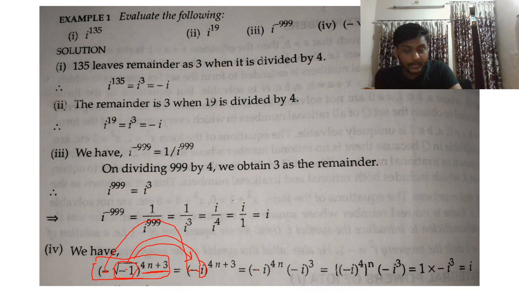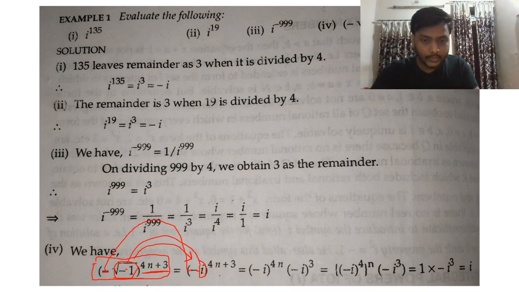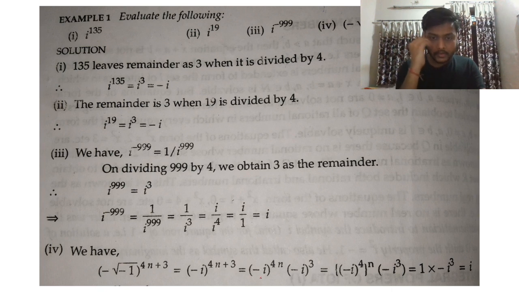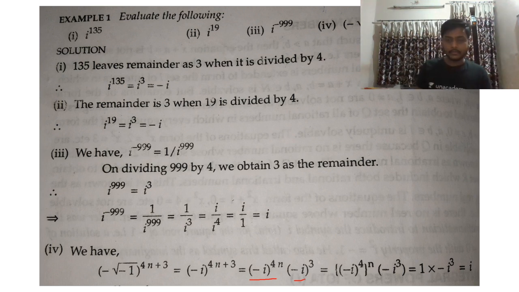Now understand very carefully what I'm saying. When I break it, this will be minus of I to the whole power 4n into minus of I to the whole power 3. That's what I have now. Getting it, guys? Everyone, please tell me, guys. Come on. So we have minus iota to the whole power 4n into minus iota whole cube. That's what I have here. Okay, sorted? Cool. Now let's move forward.